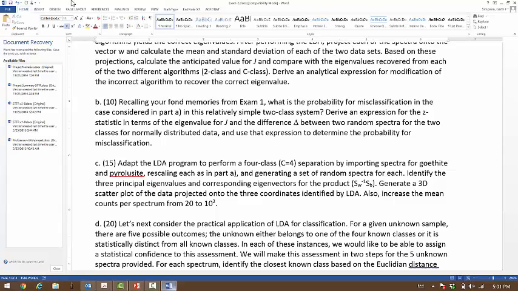So you'll derive an analytical expression, and that's the pencil and paper part. And then using the values from A, you'll have to turn on MathCAD in order to actually generate the probability for misclassification, to put it into a real number. So it's not entirely pencil and paper. You're correct.